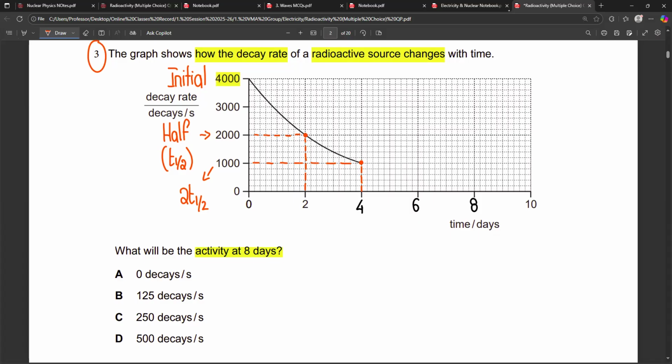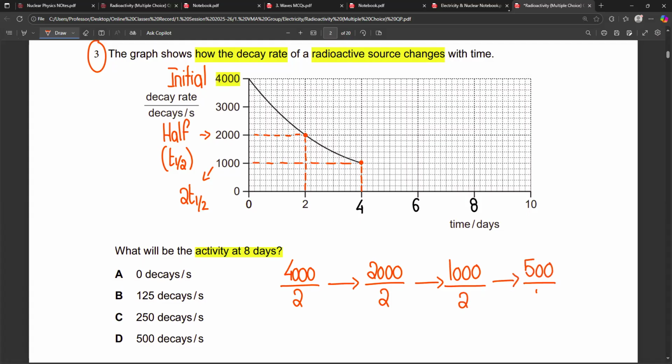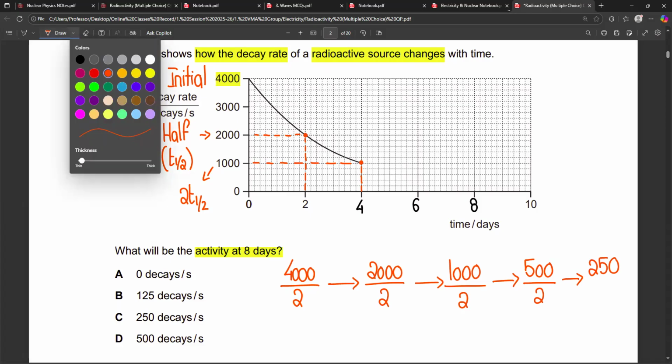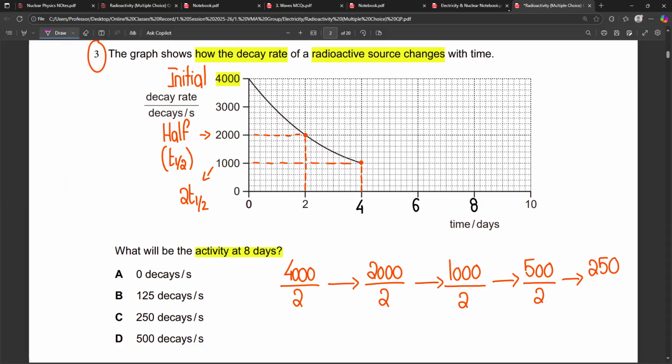Okay. In the same way, the question is for 8 days. So we started from 4,000. 4,000 divided by 2 is equal to 2,000. This is the first half-life. Then it further decreases to 1,000. Then it further decreases to 500. And it further decreases to 250.